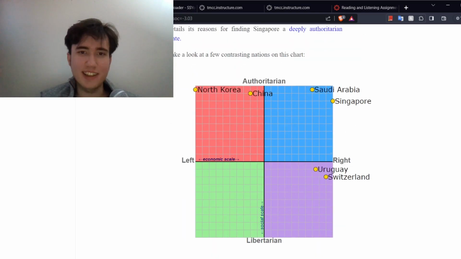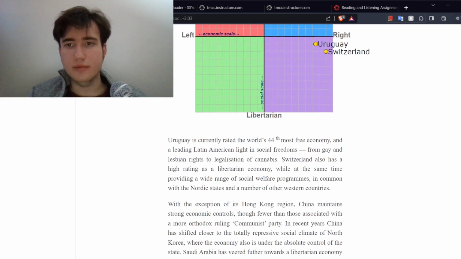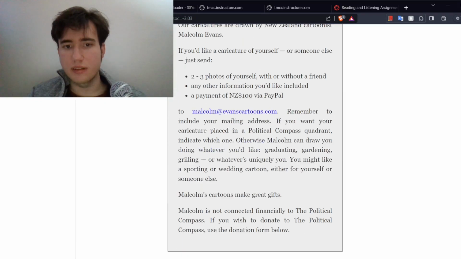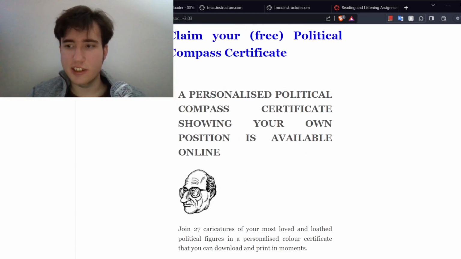And then let's look at this up here. So he puts certain countries on this graph here. It's interesting. It looks pretty accurate to me, honestly. Yeah, I guess this guy's a caricature artist too.